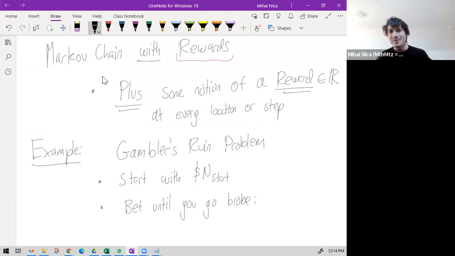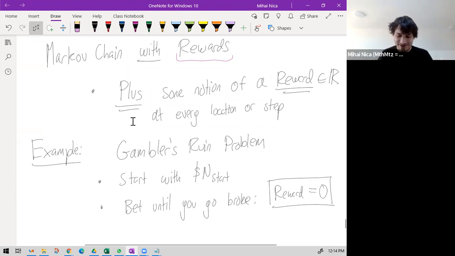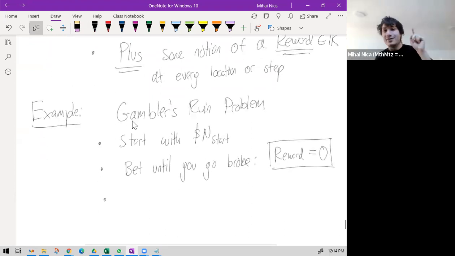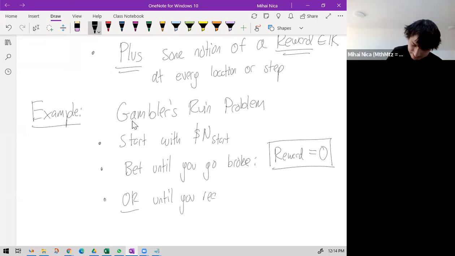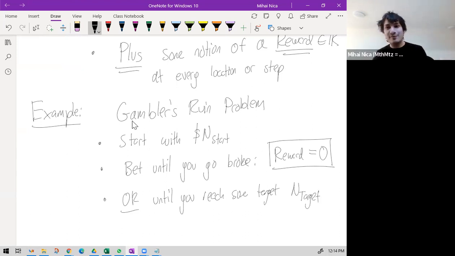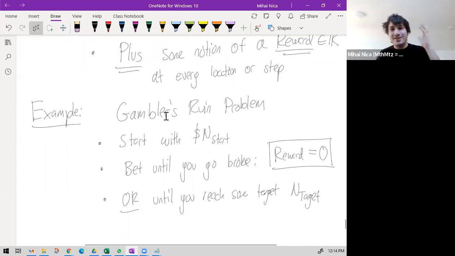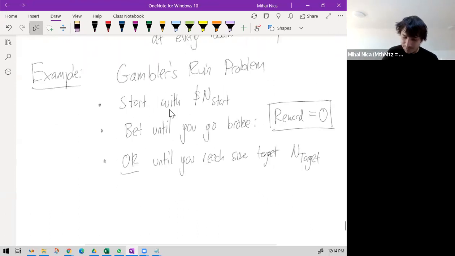And if this happens, you get no reward. You're sad. Maybe you could say you get -1 reward. We'll say the reward is 0 if you do this. So the number of reward you get if you go broke, you get 0 points. You have to stop gambling, and you're a sad person. The other thing that can happen is you can reach some target, or until you reach some target. Let's call it N target. And if you reach this amount of money, if you ever get to N target dollars, then you are happy and your reward is 1.